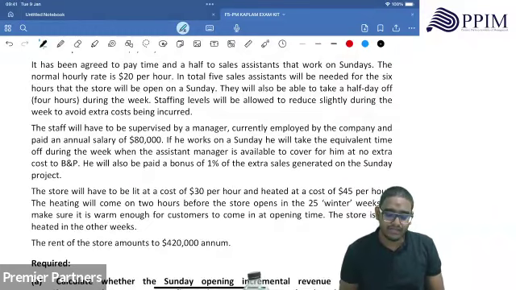The store will have to be lit at a cost of 30 per hour and heated at a cost of 45 per hour. The heating will come on 2 hours before the store opens in the 25 winter weeks to make sure it's warm enough for customers to come in at opening time. The store is not heated in the other weeks. The rent of the store amounts to 420,000 per annum.